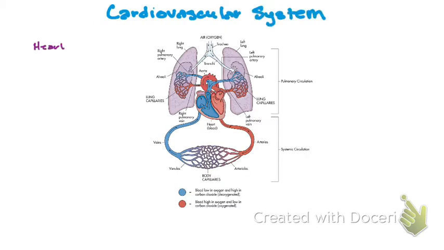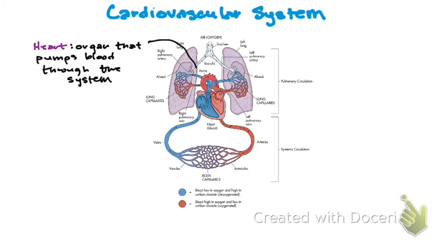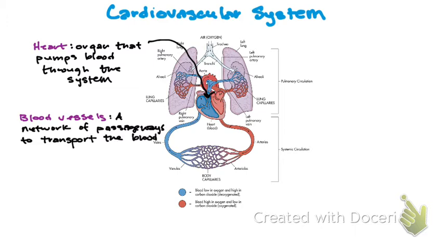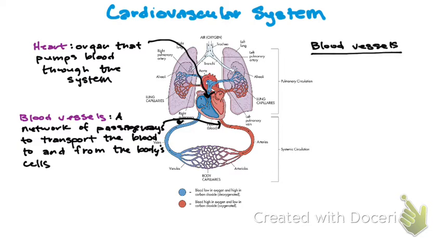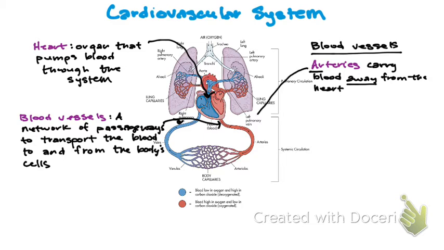So let's look at a brief overview of the entire cardiovascular system. The heart is the organ that pumps blood through the system. Blood vessels are a network of passages to transport the blood to and from the body's cells. And there are a lot of different types of blood vessels. Arteries carry blood away from the heart. So anytime you see the A in artery, think it's carrying blood away from the heart.